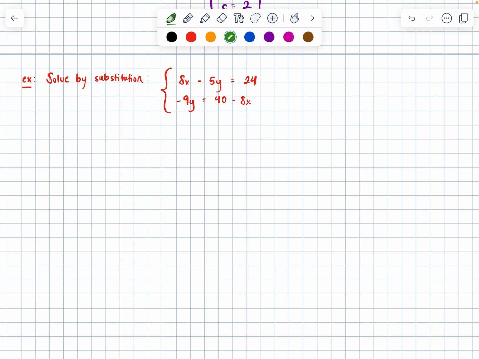8x minus 5y equals 24. Negative 9y equals 40 minus 8x. Do you see anything that looks nice and substitutable? If you do, can you get it by itself? Plug it into the other equation, find your variable, and use that to find your last one. Take 2 minutes, pause the video, see how far you get. Go ahead.